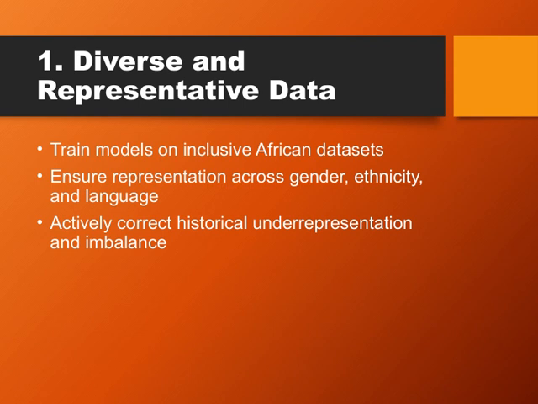Additionally, it's important to actively address any historical underrepresentation or imbalances that have existed in data collection. By doing so, we're not just creating more accurate models, but also promoting fairness and equity. When we prioritize diverse and balanced data, we're taking a significant step toward building AI systems that truly reflect the rich diversity of Africa. This connects directly to our overall goal of developing responsible and inclusive technology that benefits everyone.